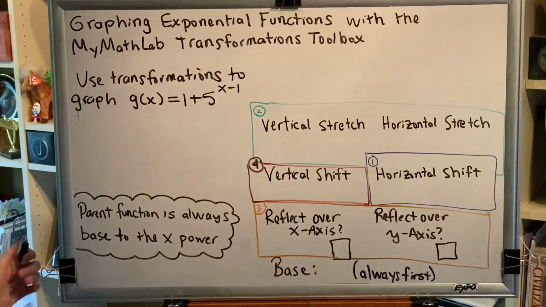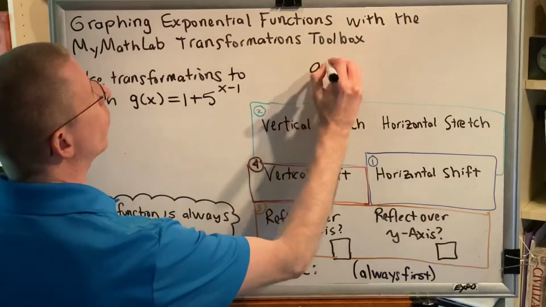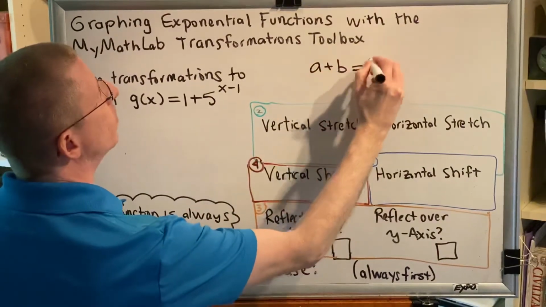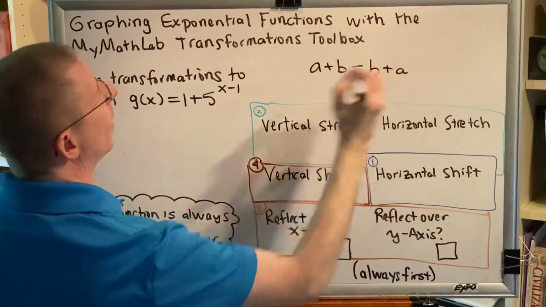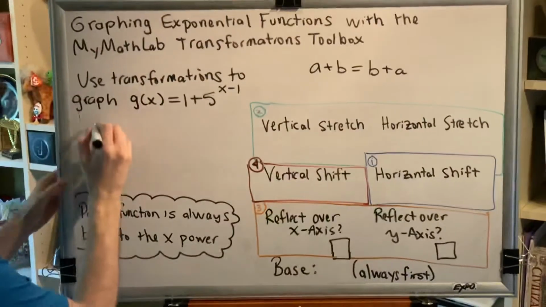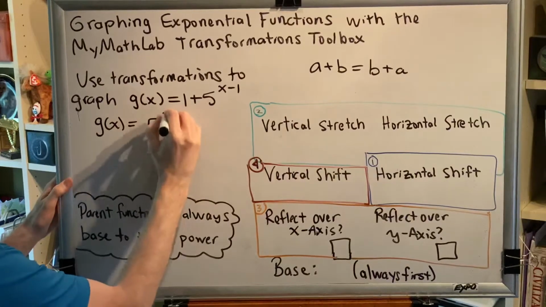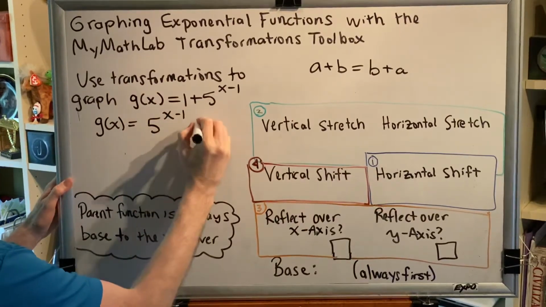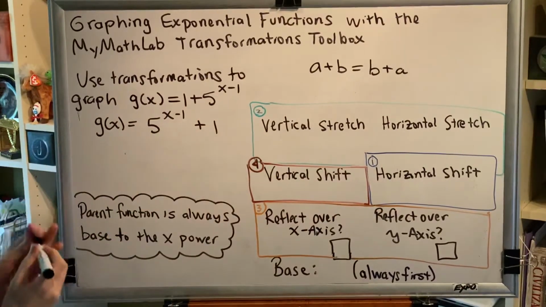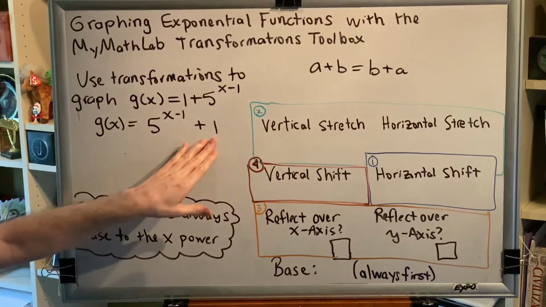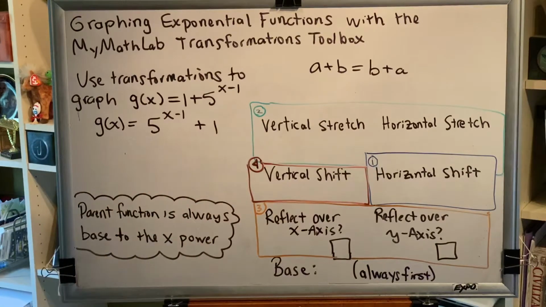So let's use a property of math that you've probably known for a very long time. A plus b is the same thing as b plus a. You can swap the order of addition. Let's do that with this particular problem and write this as 5 raised to the x subtract 1 power plus 1. This makes it much easier to see that this plus 1 is actually indicative of a vertical shift.